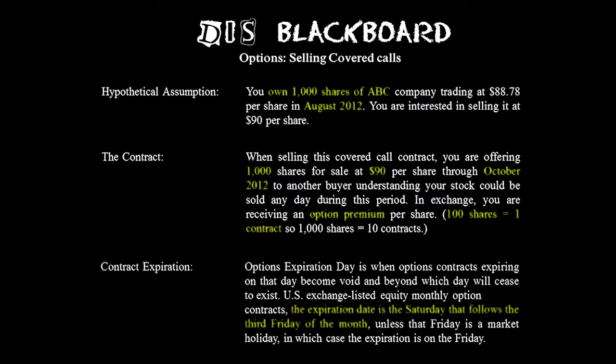Now, an expiration date is always a part of that contract, and it depends on how long you go, but that is going to be the Saturday that follows the third Friday in a given month. And the example that we're going to look at is October, so it's going to be the 22nd of October.